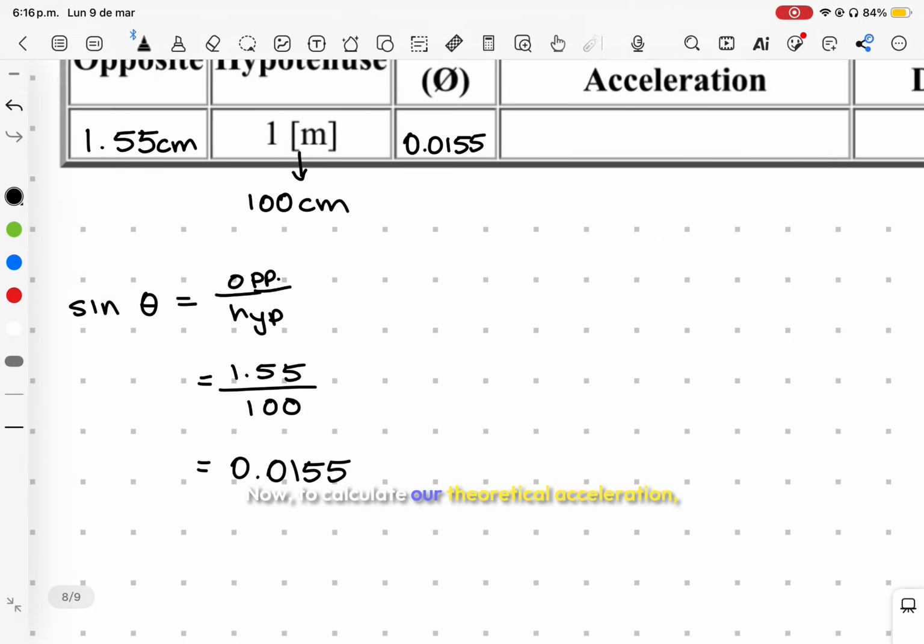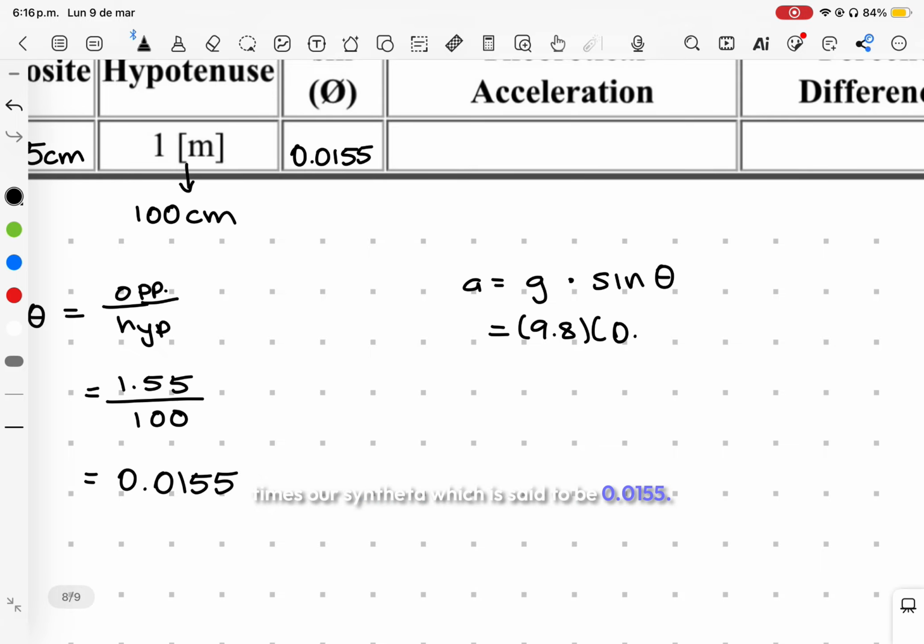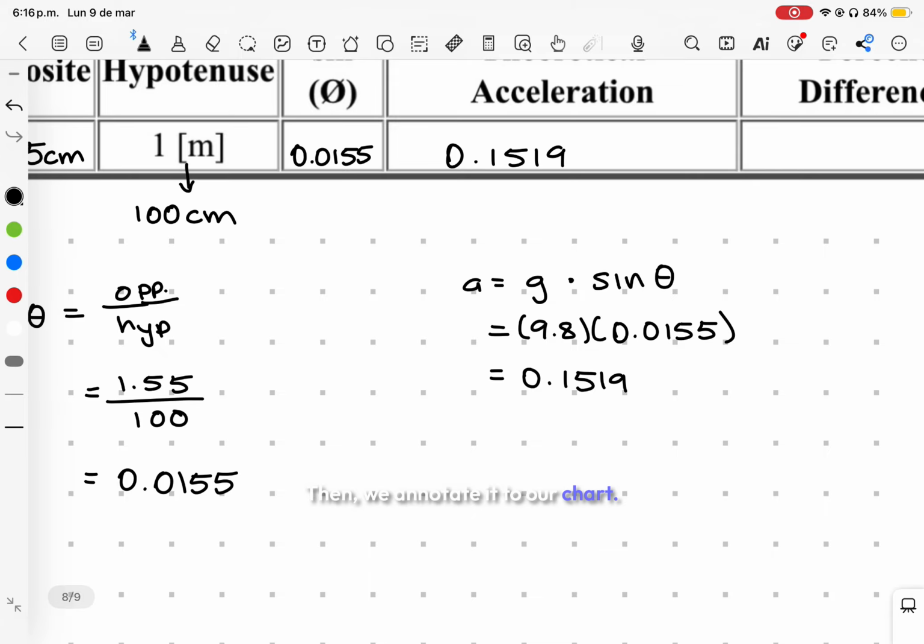Now to calculate our theoretical acceleration, it's the same formula as last time, which is A equals G times sin theta, which is 9.8 times our sin theta, which is said to be 0.0155. Then when we plug it in, we get the value of 0.1519. Then we annotate it to our chart.